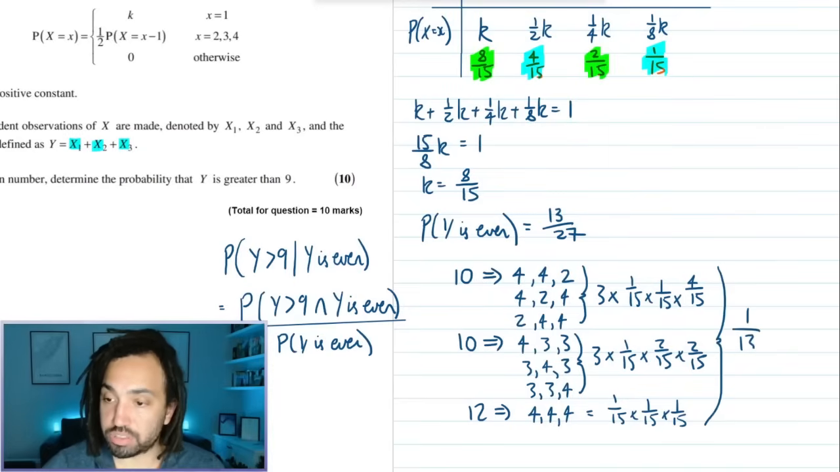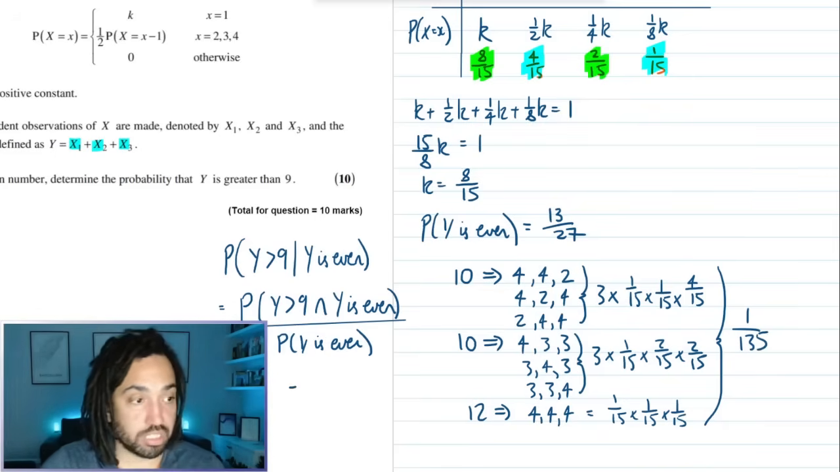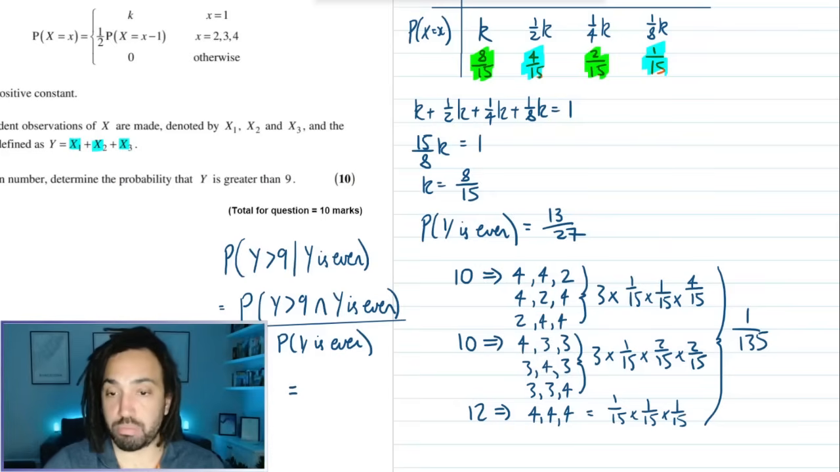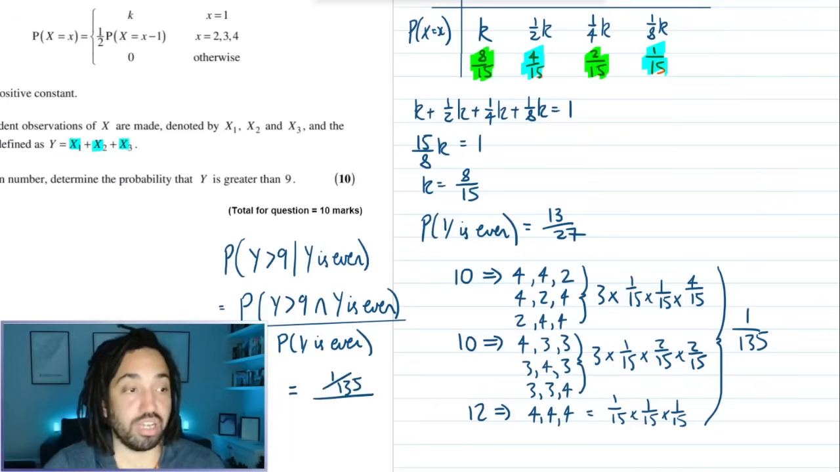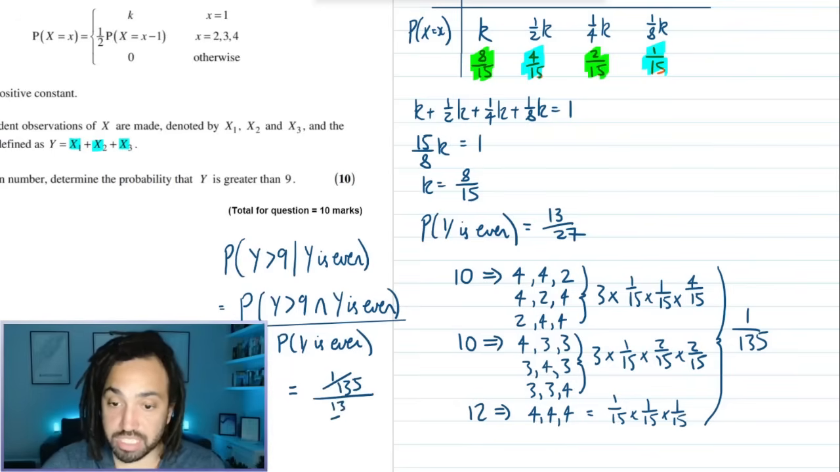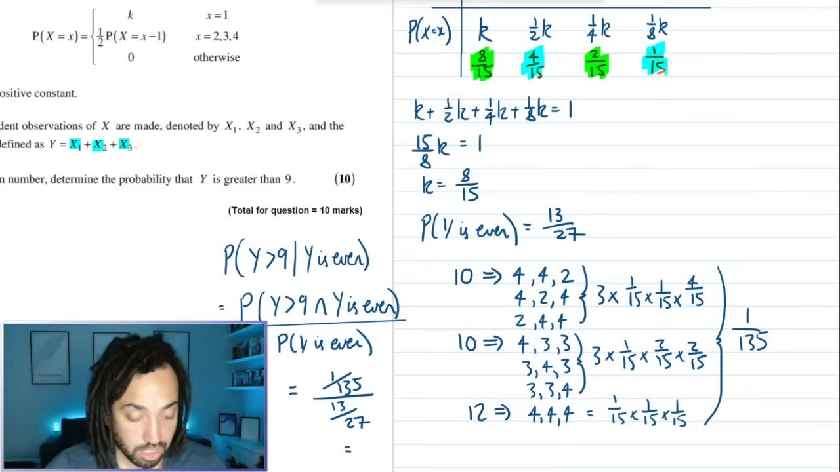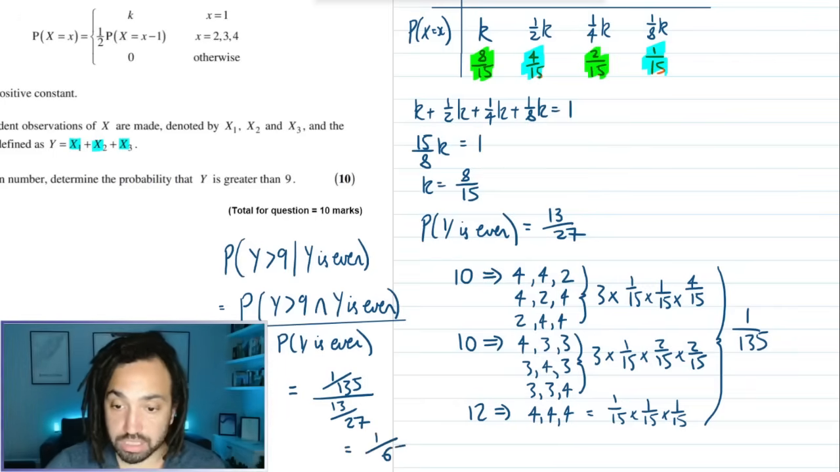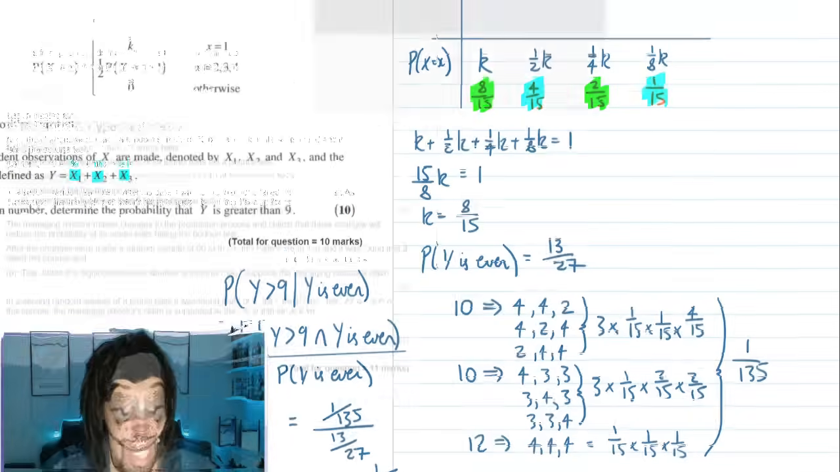When I work these out and add them all together, they sum to a total of 1 over 135. So going back to this conditional probability, I've just worked out the probability of greater than 9 and even. That's 1 over 135. I need to divide that by the probability of it being even, which we said was 13 over 27. And that's going to give us our final answer of 1 over 65. If you got that right, well done.